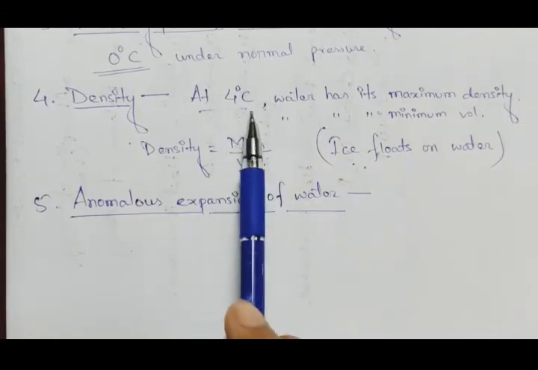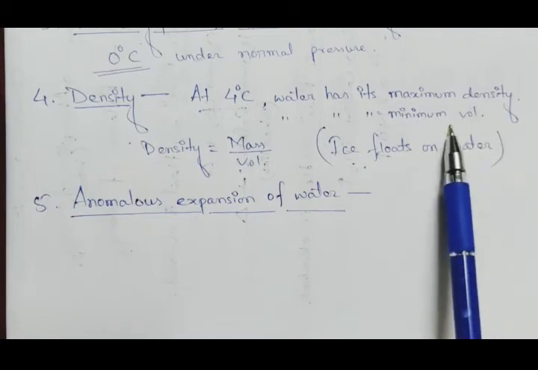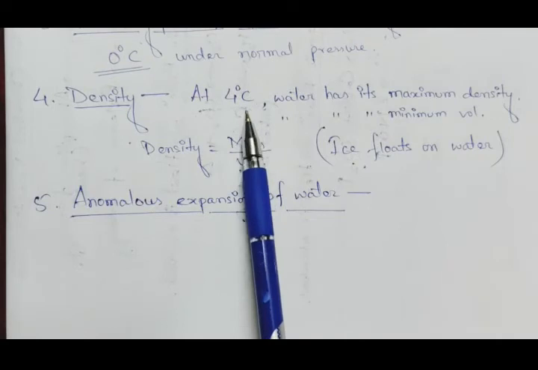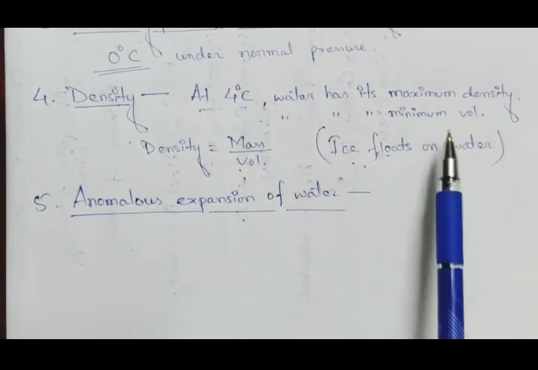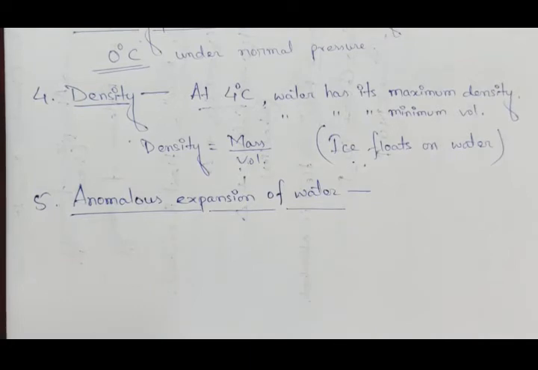As I said earlier, at 4 degrees Celsius its volume is minimum. So first it contracts, and then on reaching 4 degrees Celsius, if we further decrease the temperature, its volume starts increasing. That is, water starts expanding. Okay, and it continues to expand till it reaches the temperature 0 degrees Celsius, that is the freezing point.